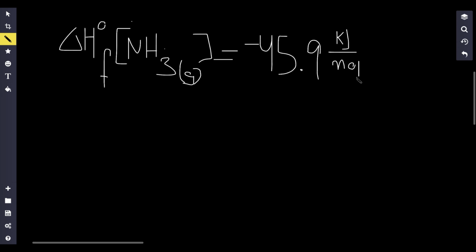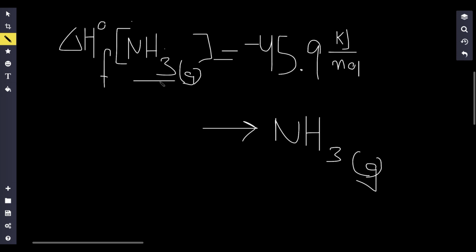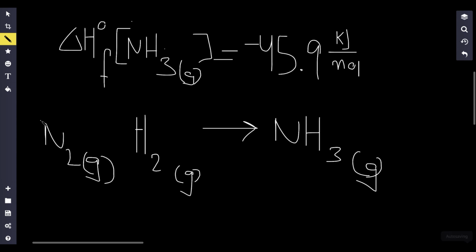Now, let's say we were to write this enthalpy of formation equation. Remember that when you're doing enthalpy of formation, you're trying to make this compound out of its individual elements. So what are the individual elements in ammonia? In ammonia, you have nitrogen and hydrogen. Nitrogen and hydrogen are both diatomics, meaning they exist as N2 and H2. At 25 degrees Celsius, they're going to be in the gas phase: hydrogen gas, nitrogen gas, at standard state conditions.